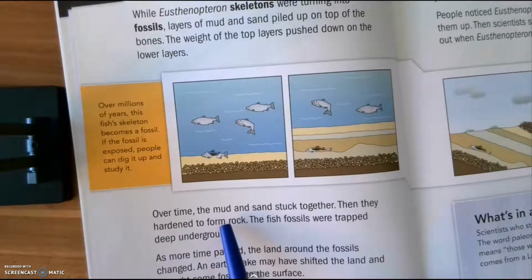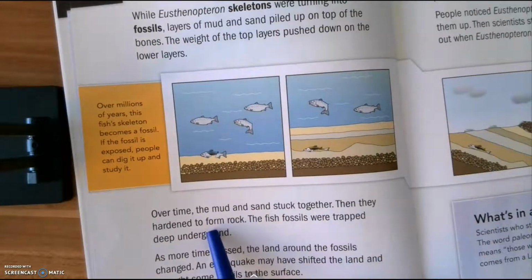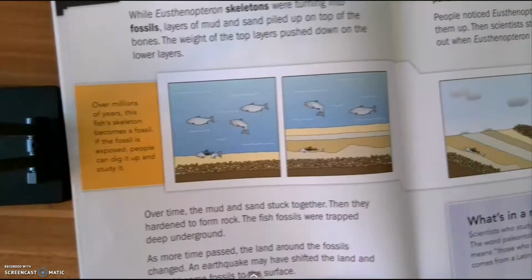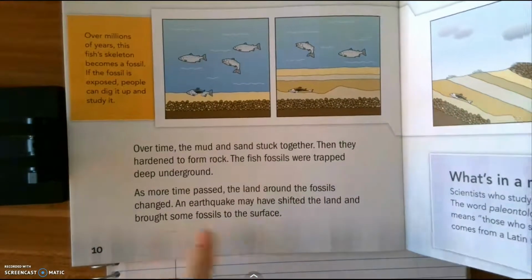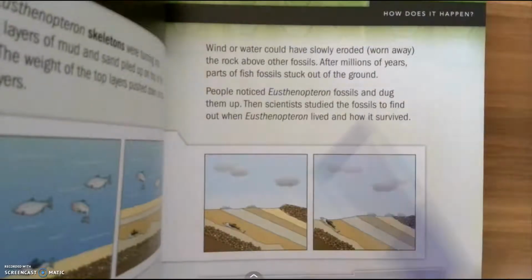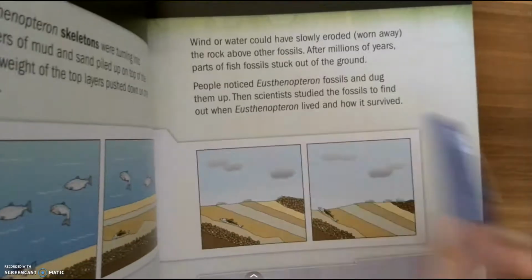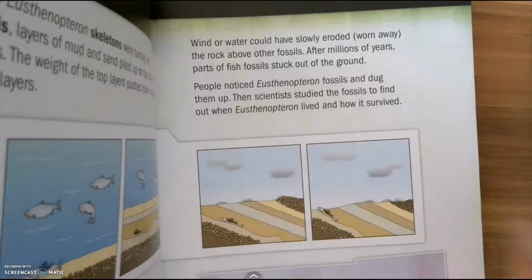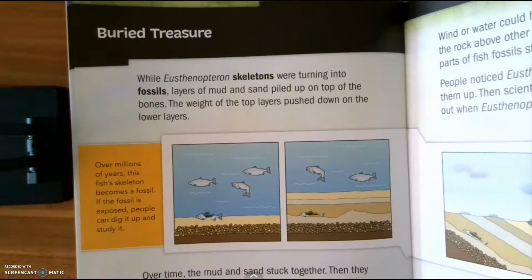Then, number 3, mud and sand sticks together. Number 4, it hardens to form rock. Number 5, an earthquake may have shifted the land and brought some fossils to the surface, or it could have eroded. But either way, step 5 is the fossils coming out of the ground. Then, number 6, people noticed Eusthenopteran fossils and dug them up to study them. Alright, so we have 6 steps here for how an animal gets fossilized and then found.